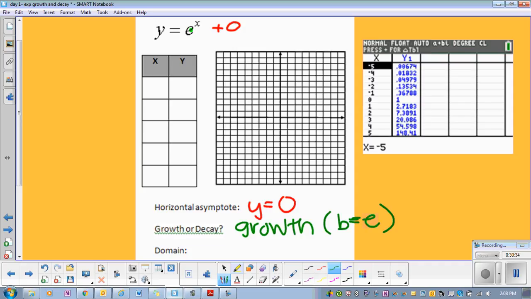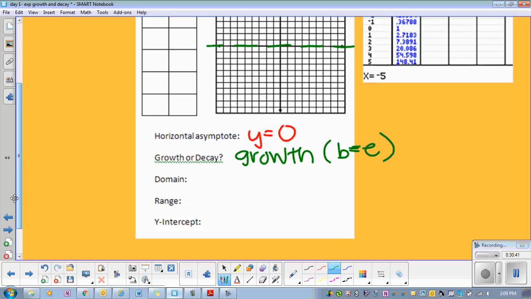So I'm actually going to draw my horizontal asymptote right now, if I can see it. Domain, same, right? Always all real numbers. Just because it's e, don't let it mess you up. It's still the same rules as an exponential function.